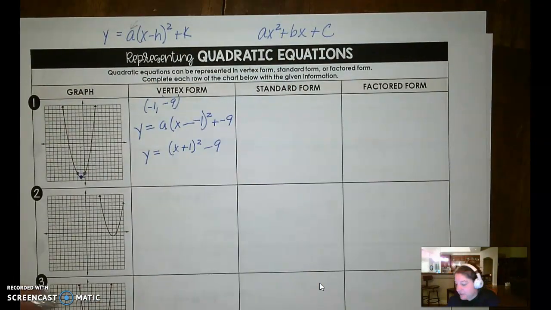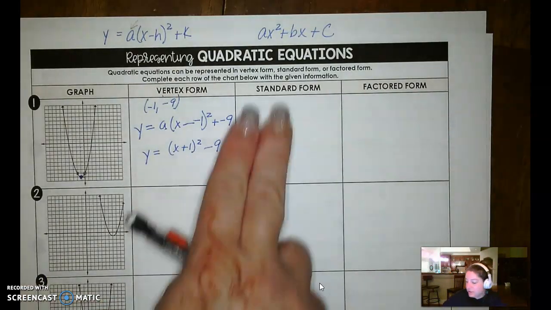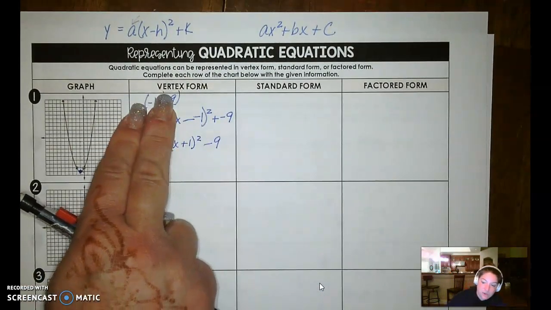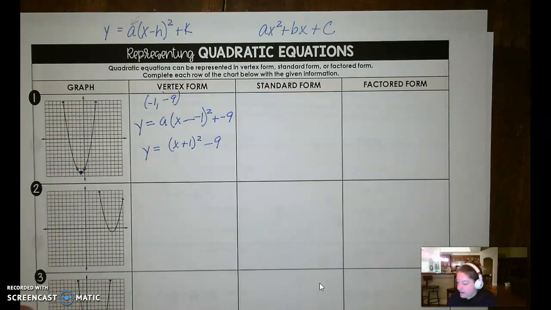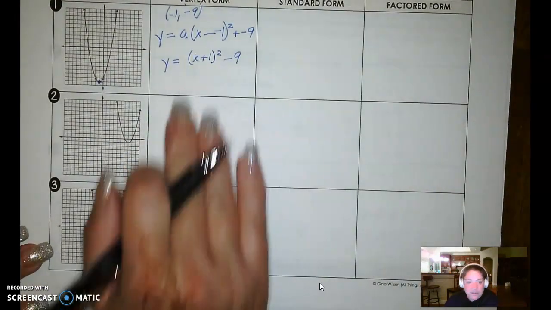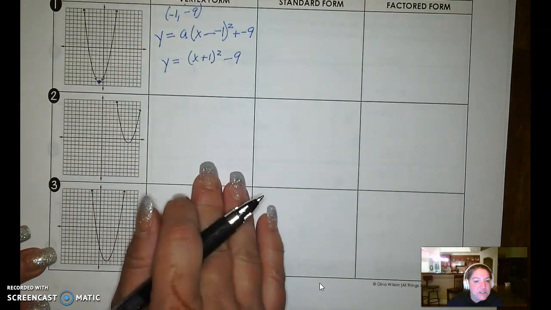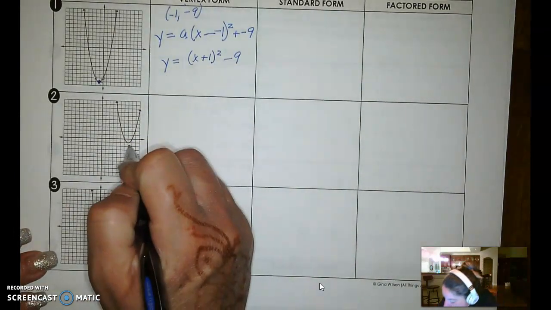As a matter of fact, when we go the other way, so from standard form into vertex form, we're going to do a lot of A is just equal to 1 to get us going, okay? All right, so let's go do the next one. Let's go find out what this vertex is and go write it in vertex form, okay?